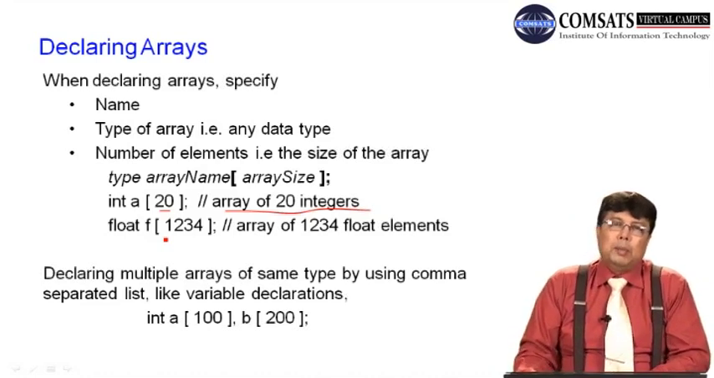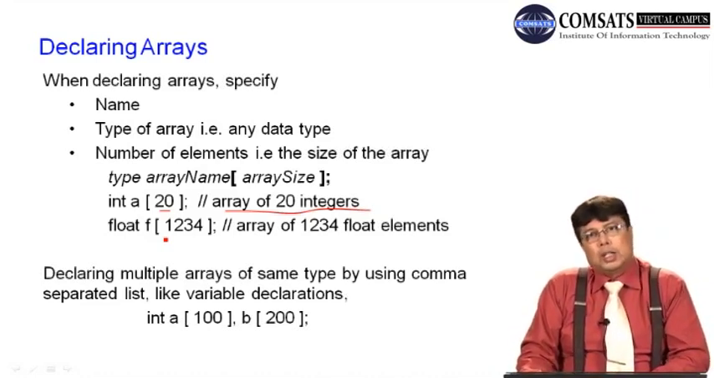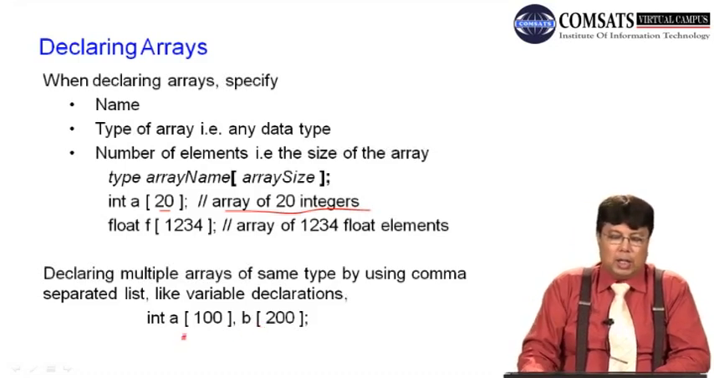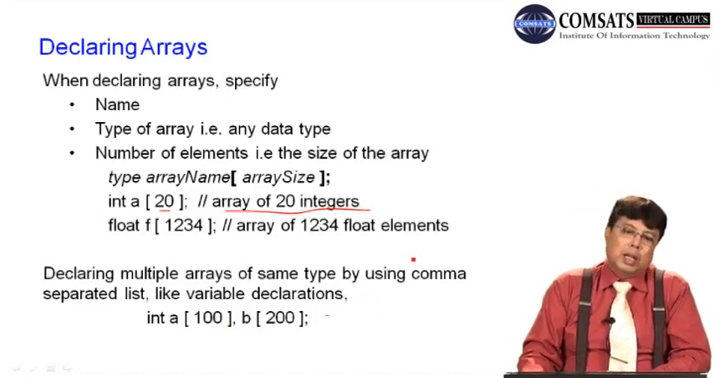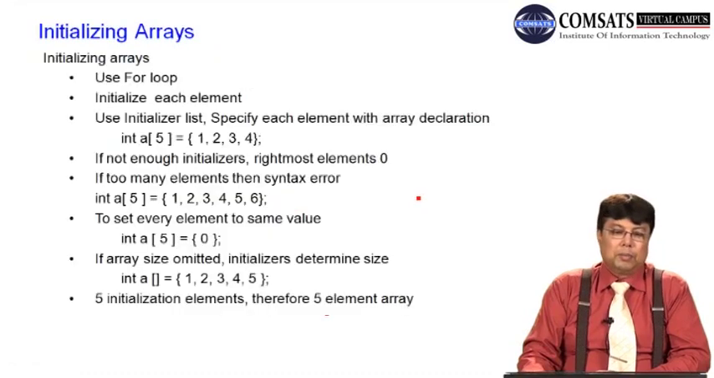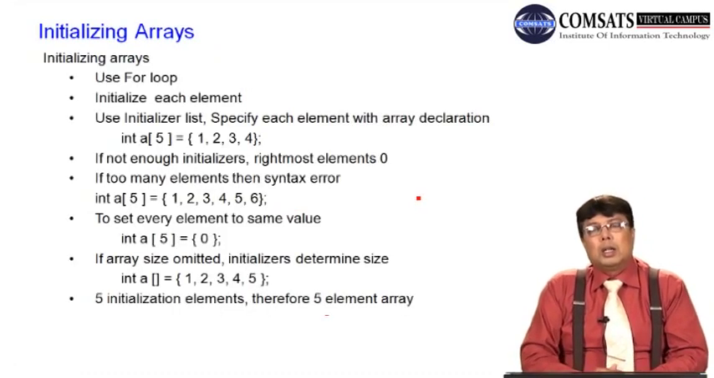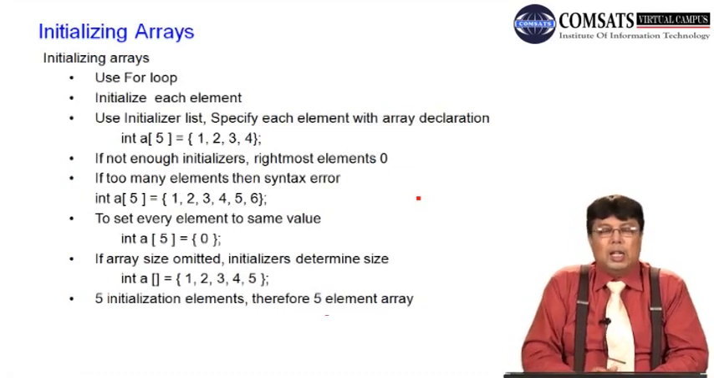We can also declare multiple arrays in just a single line, as we do with variables, just like int x, y means 2 variables are initialized. You can initialize int a, b. Similarly, you can declare int a[100], b[200], the same concepts that we used in declaring variables. Then come certain concepts related to the initialization of the array.